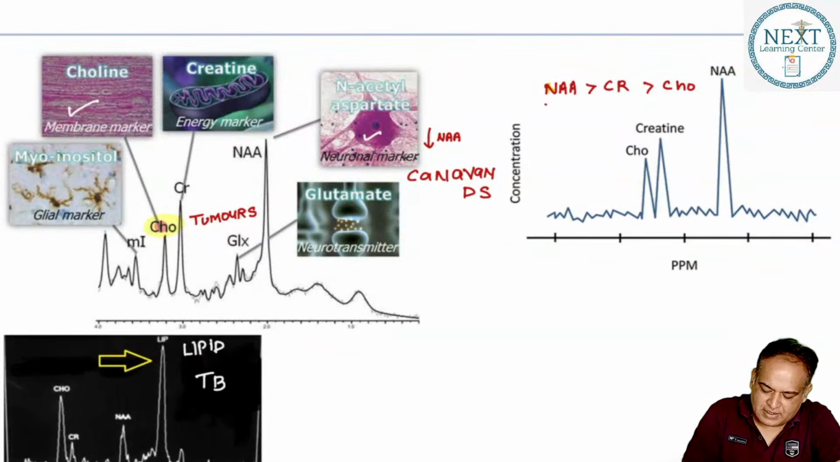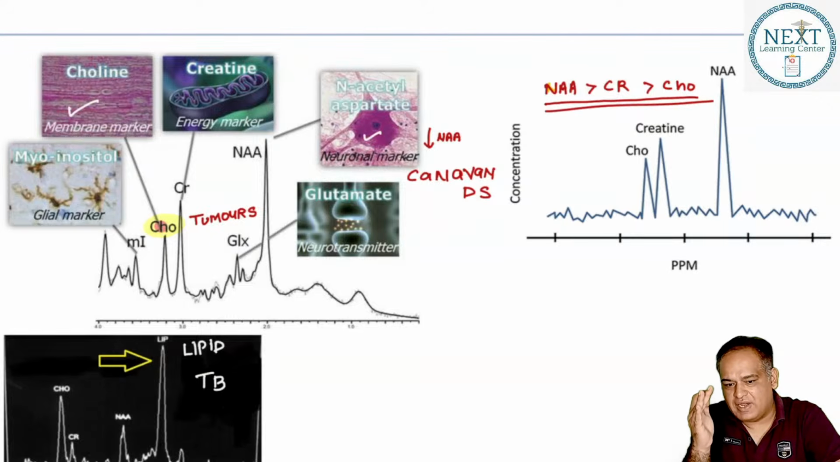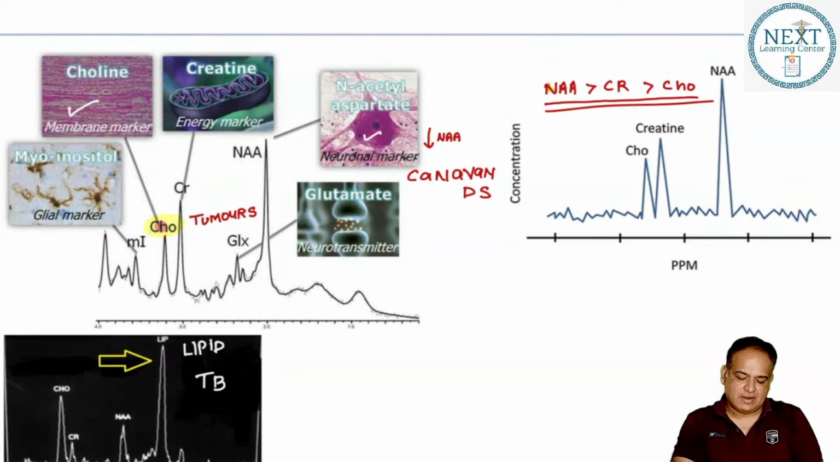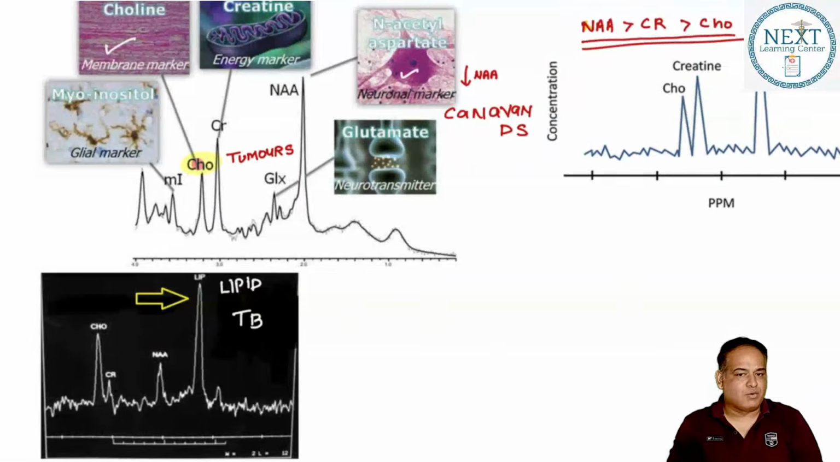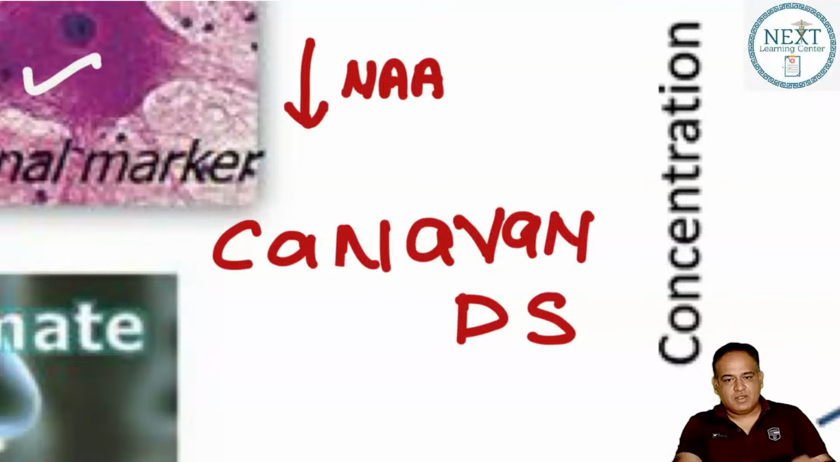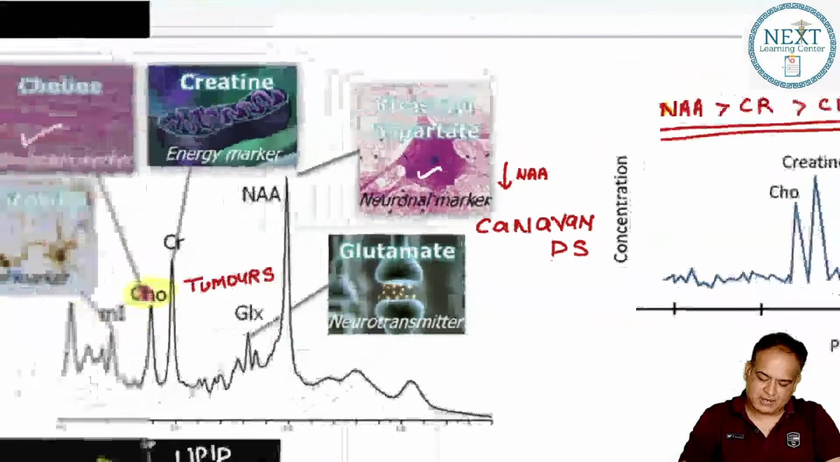The third thing you have to remember is what is the normal value, I mean what are the normal positions. So N-acetyl aspartate values are more than creatinine and creatinine values are more than choline. And of course, you'll have to remember about Canavan disease. There is deficiency of an enzyme. Therefore, NAA values never decline.